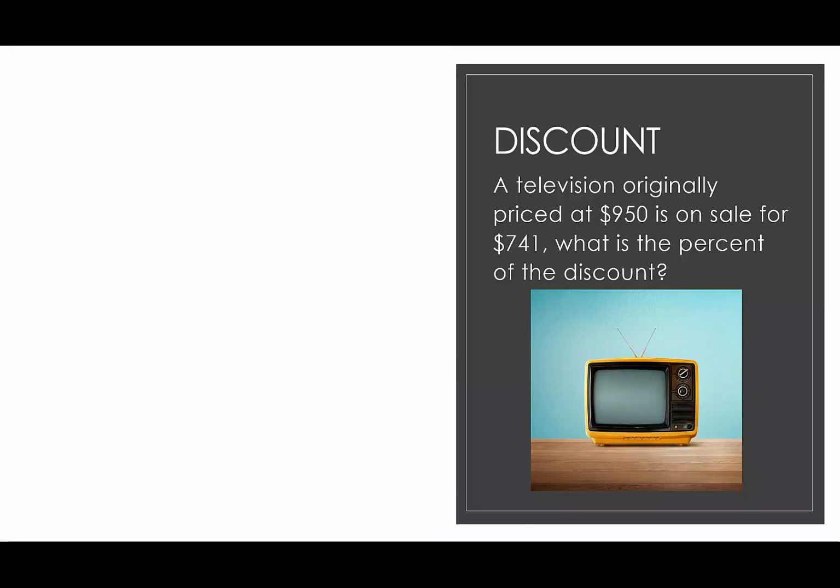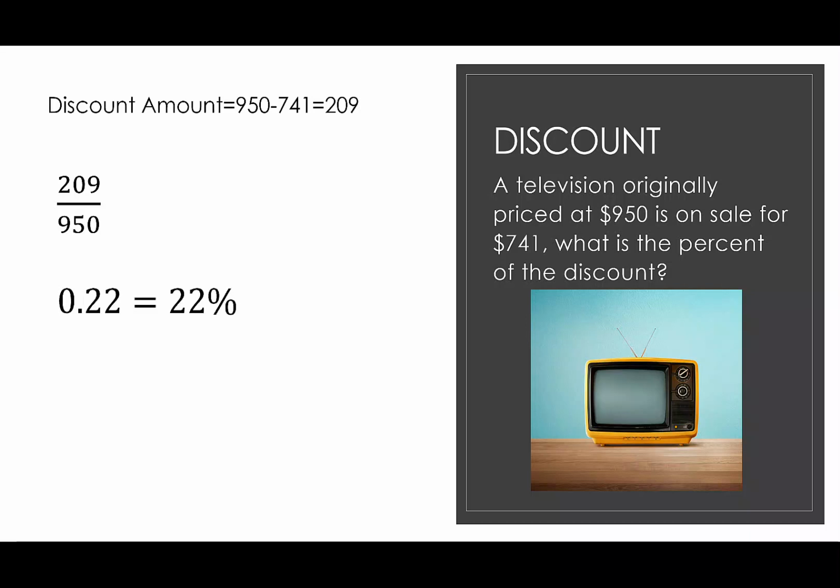Let's look at discounts in a different way. This time we're told a television originally priced at $950 is on sale for $741, and we want to find the percent of the discount. The first thing we'll do is find the discount amount. We'll subtract 741 from 950 to get 209. The 209 is our part, the 950 was our whole. When we divide that, we get 0.22, which says this is a 22% discount.